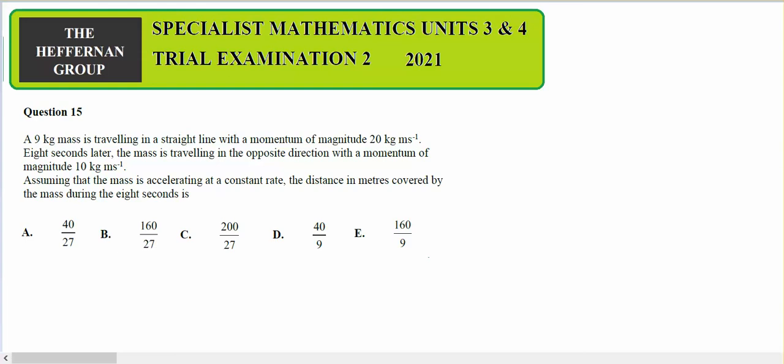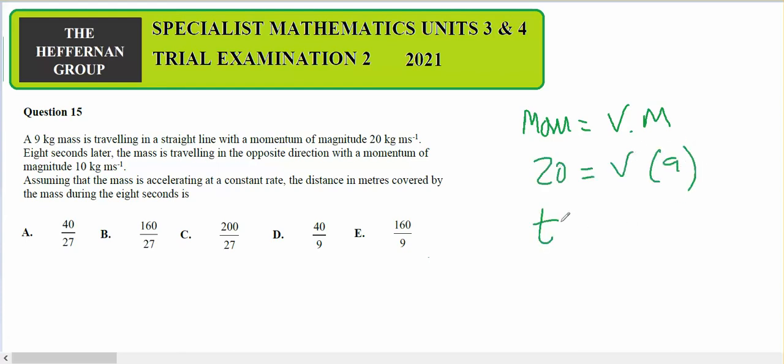Question number 15 involves momentum, and from the VCAA formula sheet, momentum equals velocity times mass. So I've got a momentum of 20 is velocity times a mass of 9. So when t equals 0, the velocity is 20 on 9, and when t equals 8, the velocity is minus 10 on 9.